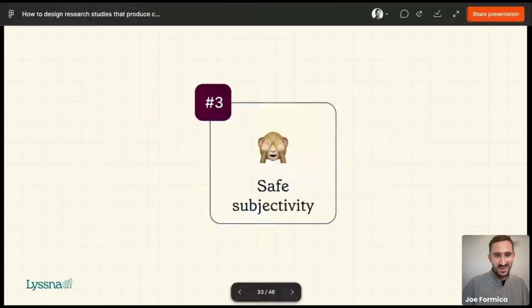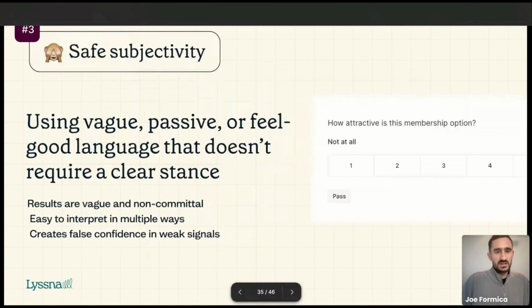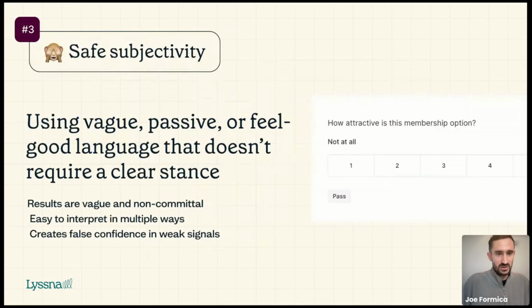All right, let's go to our last one, safe subjectivity. This is one that a lot of you guys hit on just in the intro. Using vague, passive, or feel-good language that doesn't require a clear stance. How attractive is this membership option? When you ask questions like this, the results are vague and non-committal. They're easy to interpret in multiple ways, and usually, as we see, they get easier to confirm or validate the thing that you wanted to validate in the first place.